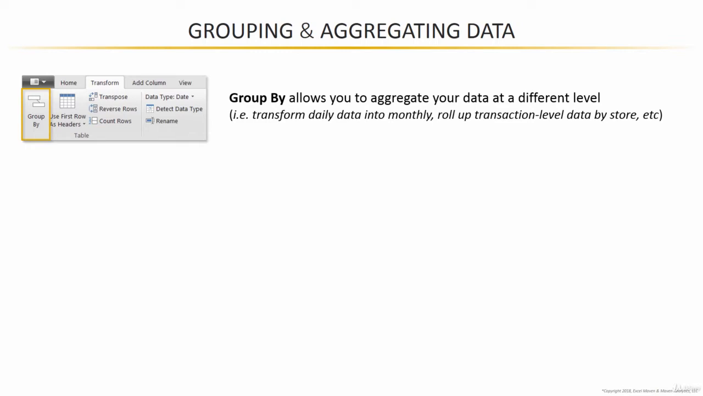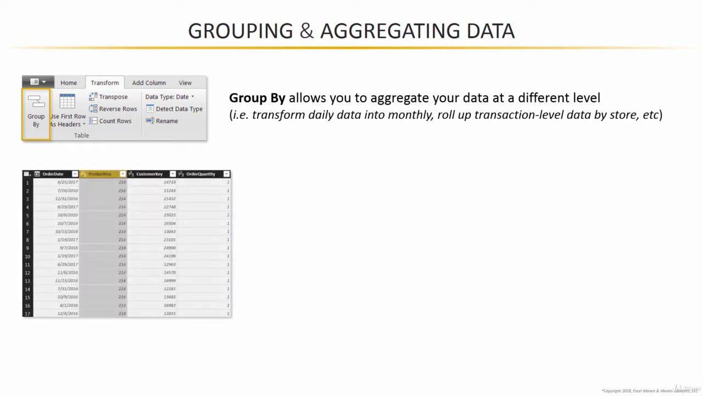So some common examples of this would be transforming daily transactions into weekly or monthly, or rolling up transaction level data by store, by product brand, by region, etc. So it's taking a really deep, really detailed table and rolling it up into a higher level summary. So let's take a quick look at an example.